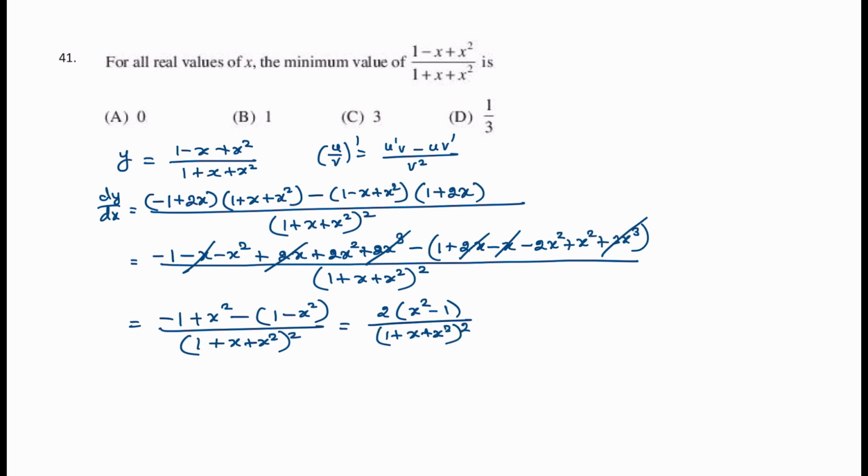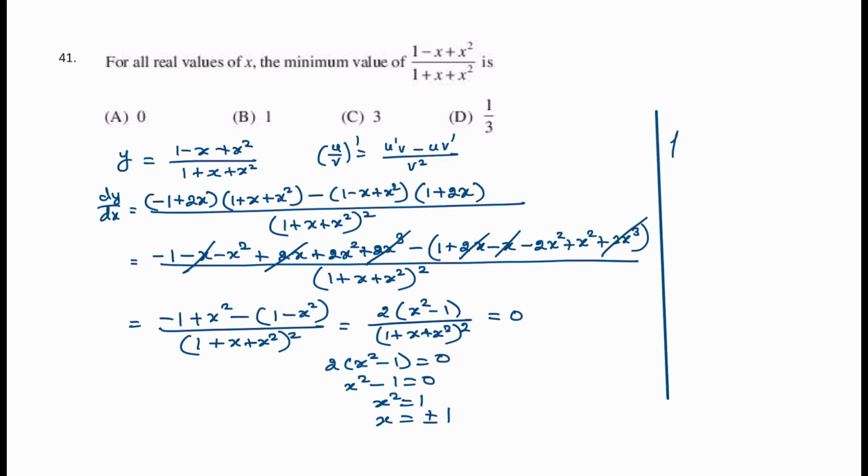Now we will equate the first derivative to 0. 2 times (x square minus 1) is 0. x square minus 1 is 0, x square is 1, x is plus or minus 1. We have to check the value of the function at these 2 points, and select the minimum value. We will calculate f of 1. f of 1 is (1 minus 1 plus 1 square) upon (1 plus 1 plus 1 square), substituting in the given function. That is 1 upon 3.